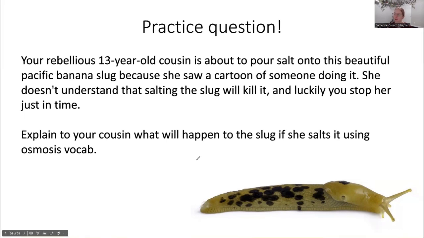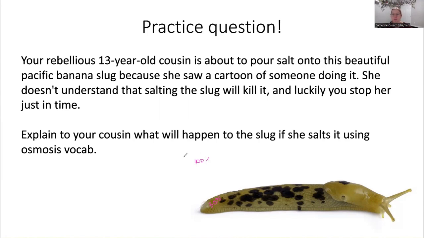If I have 100% salt on the outside, that's 100. Do you think my slug is composed of 100% salt? No, it's going to be less. So whatever it is, let's just say it's 30% salt, because that feels like an awful lot of salt to be inside of a slug.